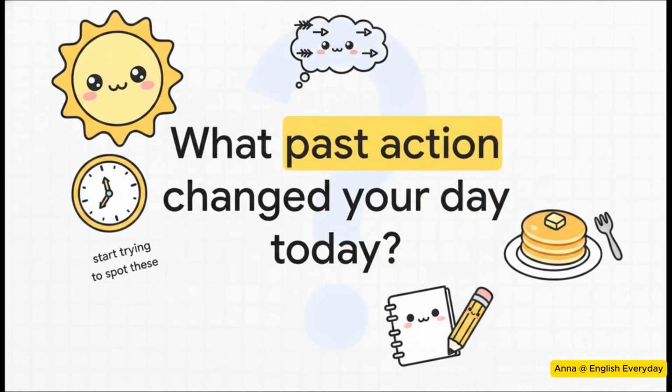So, to wrap up our explainer today, I really want to leave you with a question to ponder. Think about your own day today. What earlier past action influenced a later one? Maybe it's something simple like, I wasn't hungry at lunch because I had eaten a huge breakfast. I highly encourage you to start trying to spot these past perfect sequences in your own life, and definitely use them in your own storytelling. It truly is the secret to mastering the English timeline.